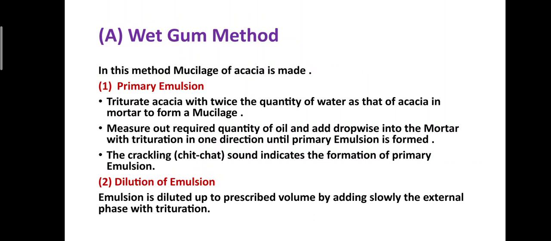Measure out the required quantity of oil and add dropwise into the mortar with trituration in one direction until the primary emulsion is formed. The crackling, that means chit chat sound, indicates the formation of primary emulsion. Until the chit chat sound is produced, we triturate in one direction. Second stage, dilution of emulsion. The emulsion is diluted up to the prescribed volume by slowly adding the external phase with trituration. This is the wet gum method for preparation of emulsion.